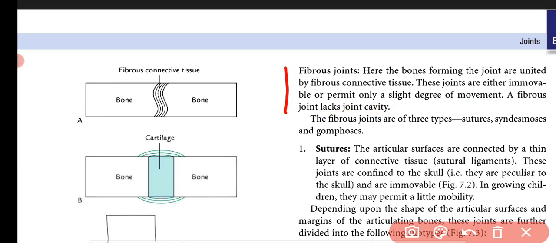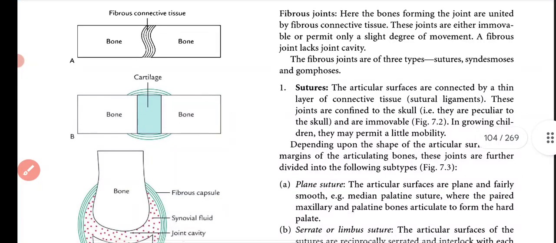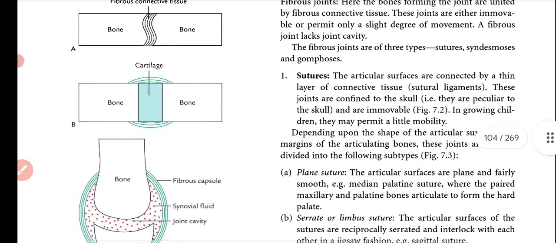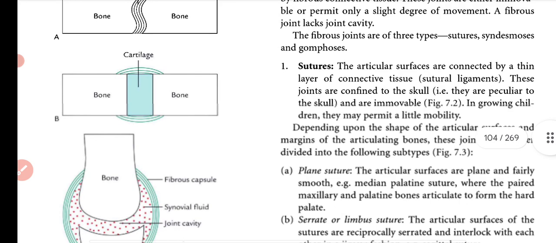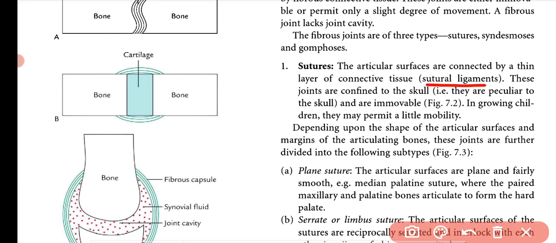The fibrous joints are of three types: sutures, syndesmosis, and gomphosis. The sutures: the articular surfaces are connected by a thin layer of connective tissue, that is the sutural ligament. These joints are confined to the skull only. They are peculiar to the skull. They are immovable in nature, though in growing children they may permit a little mobility.